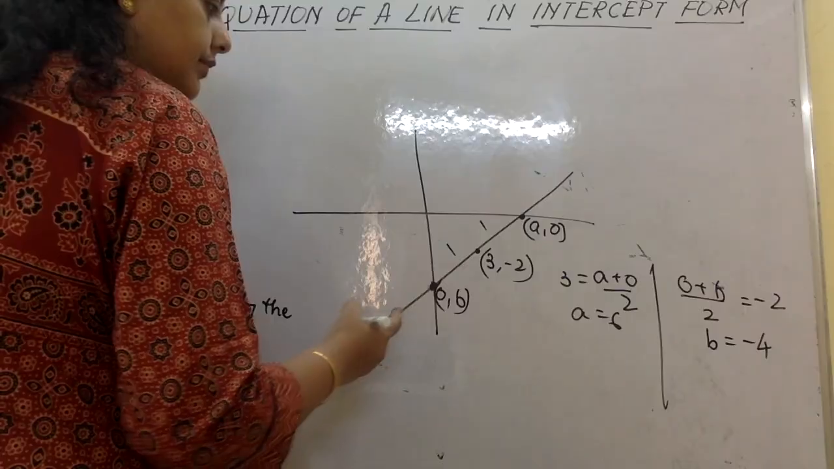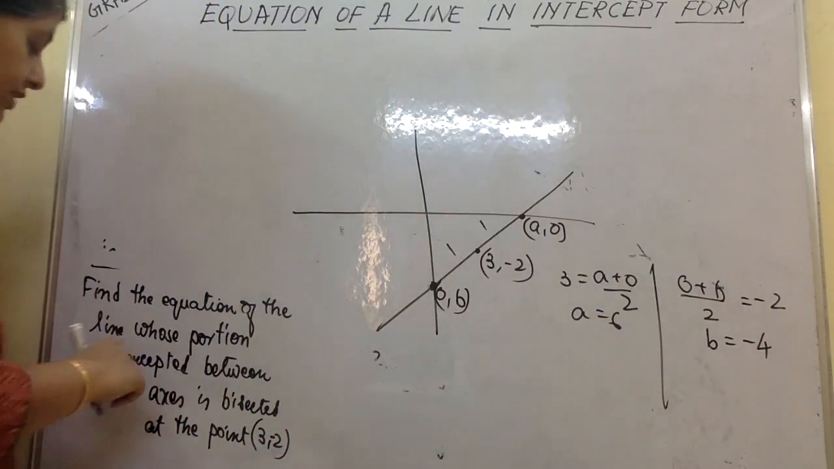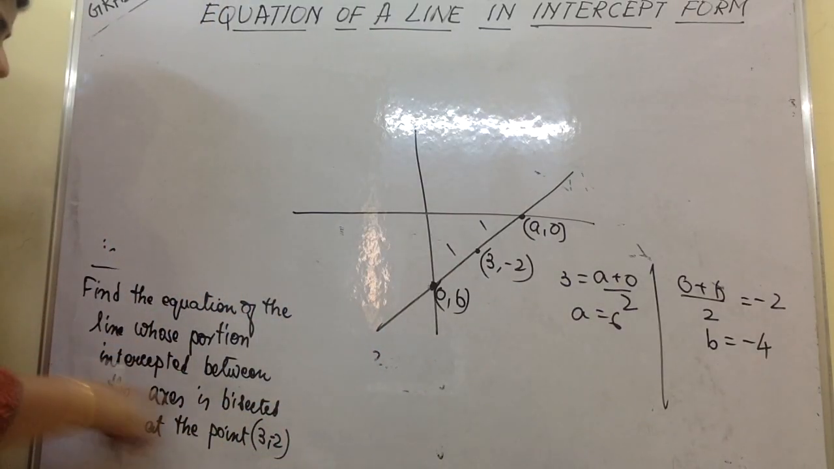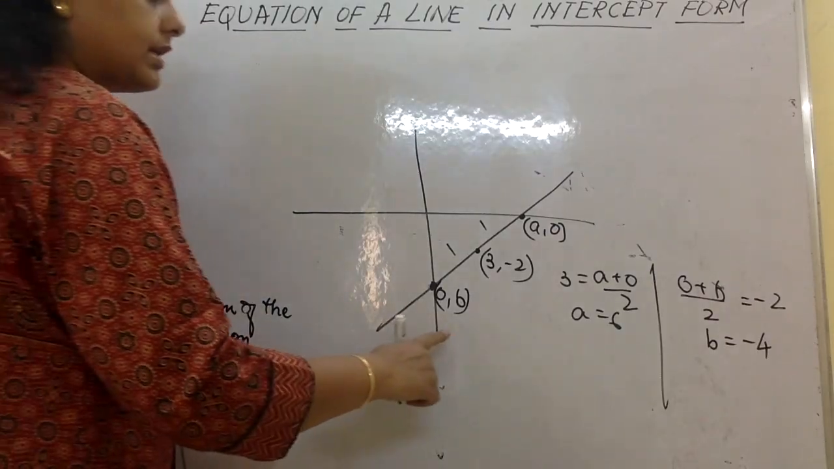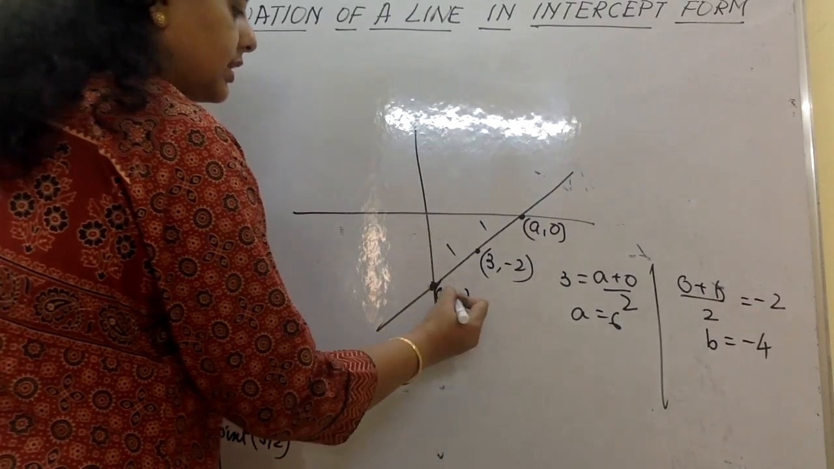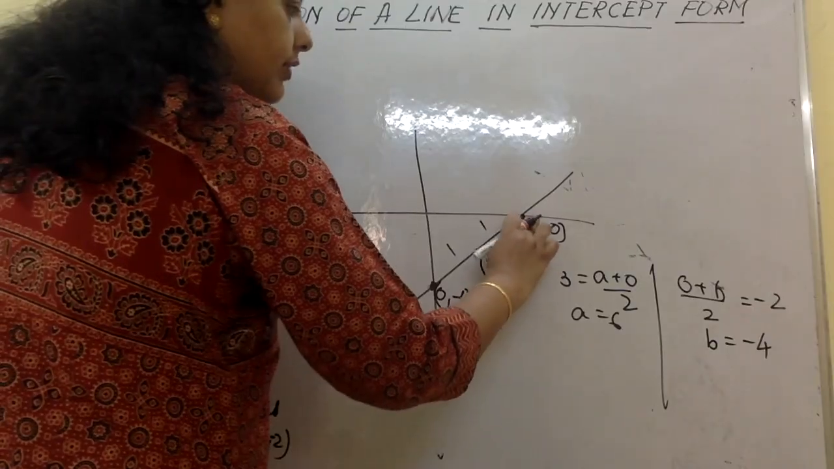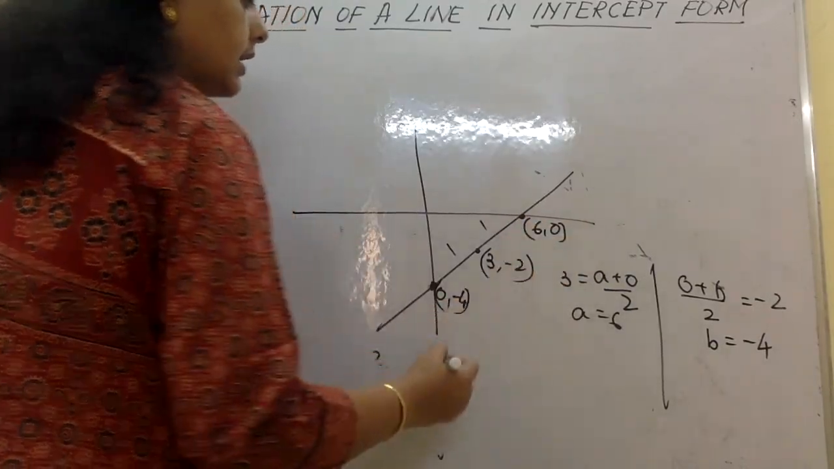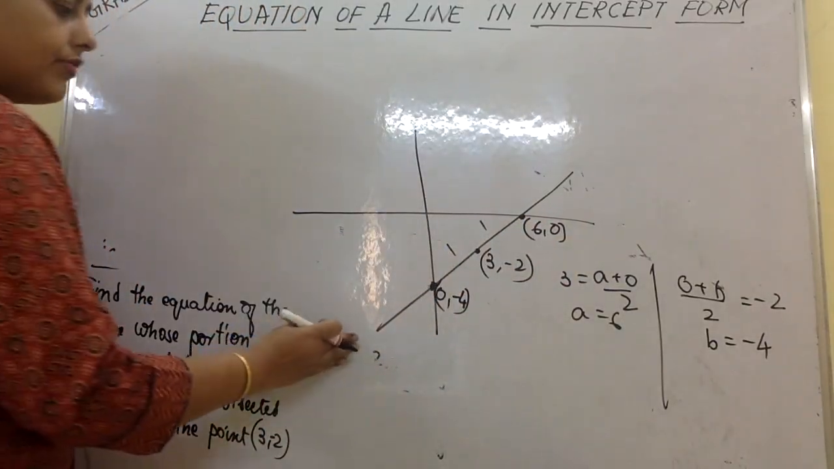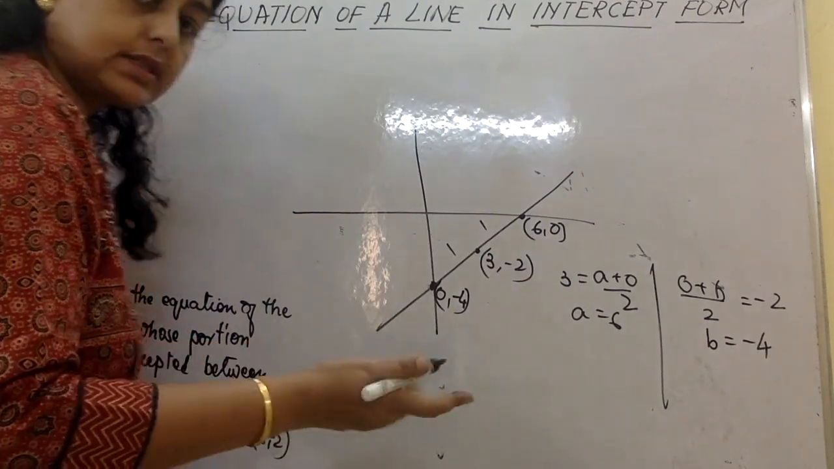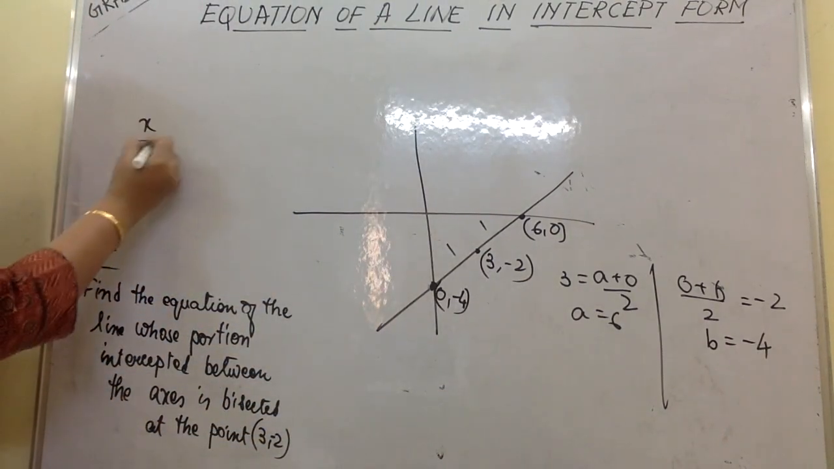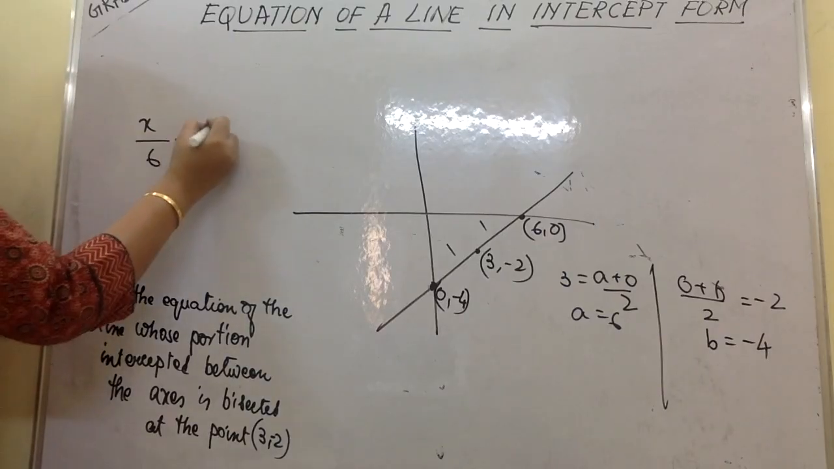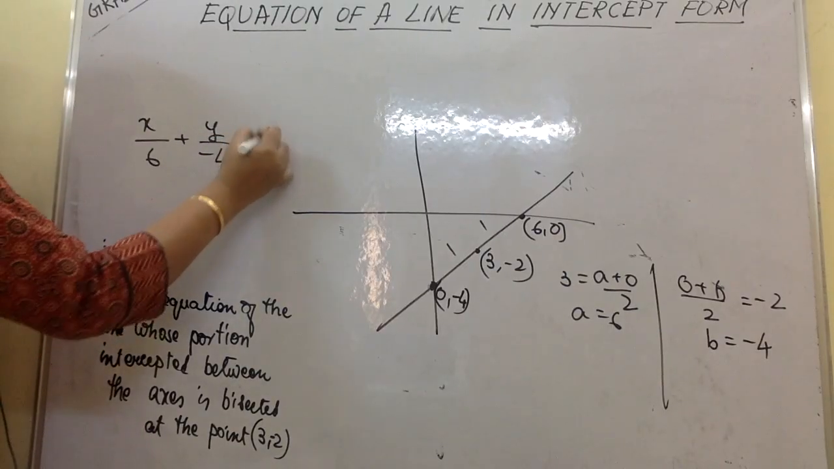So now find the equation of the line whose portion is intercepted. So we got these 2 points. Now, instead of B, I'll write minus 4. Instead of A, I'll write 6. Now I want the equation of this line. Let me go back to intercept form then. x by 6 plus y by minus 4 is equal to 1.